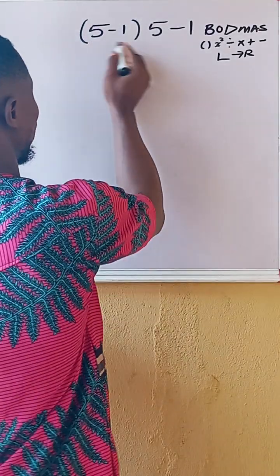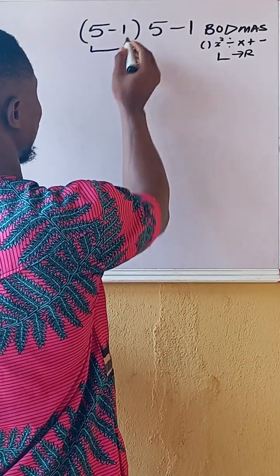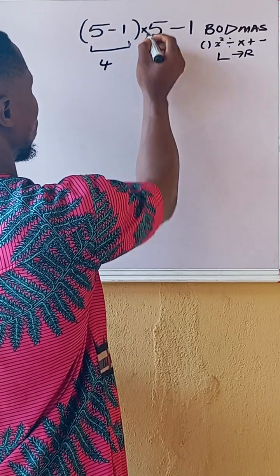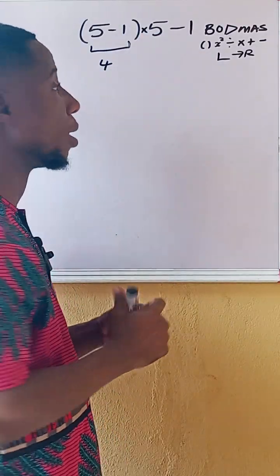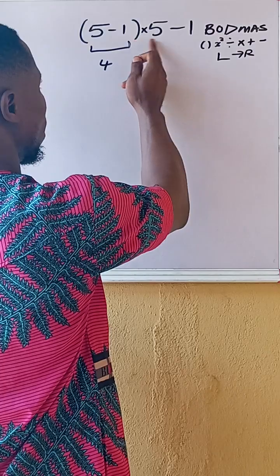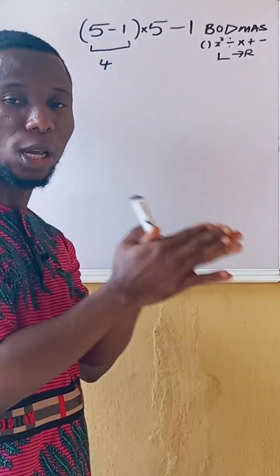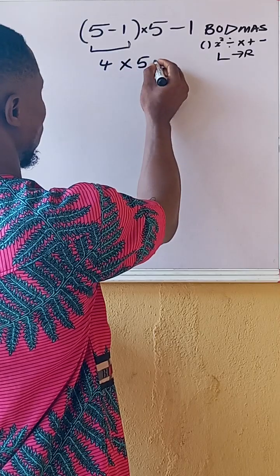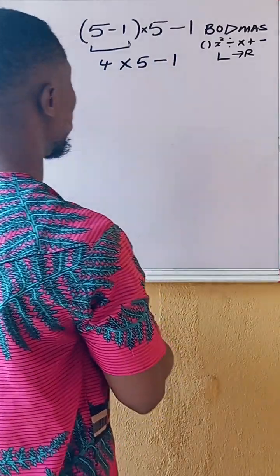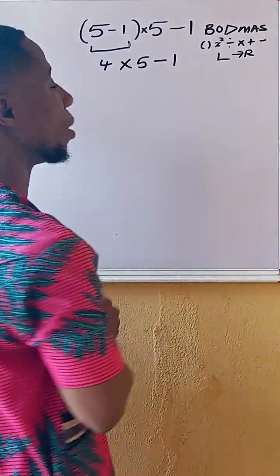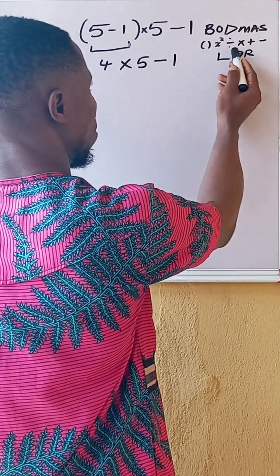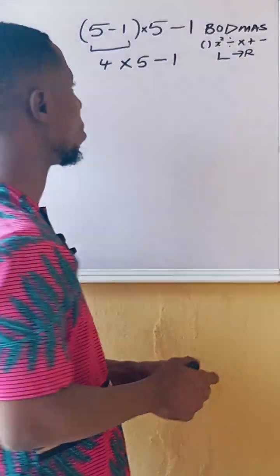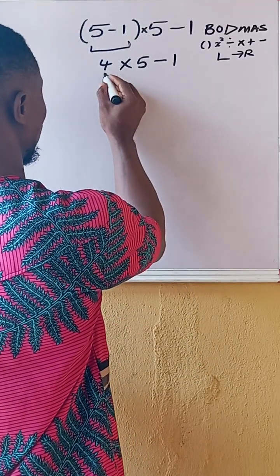Now, if we do this bracket first, 5 minus 1 will give us 4. Don't forget that there's an invisible multiplication there, because when the number and the parentheses are close together, it means we have to multiply. So we put our multiplication sign here. Now we have two operators, multiplication and subtraction. In our order of operation, multiplication comes first before subtraction. So we have to multiply this first.